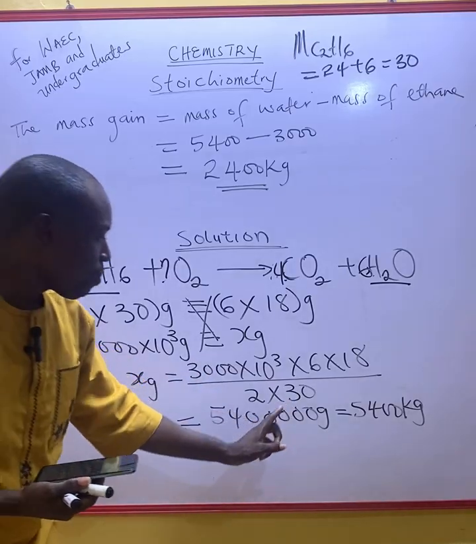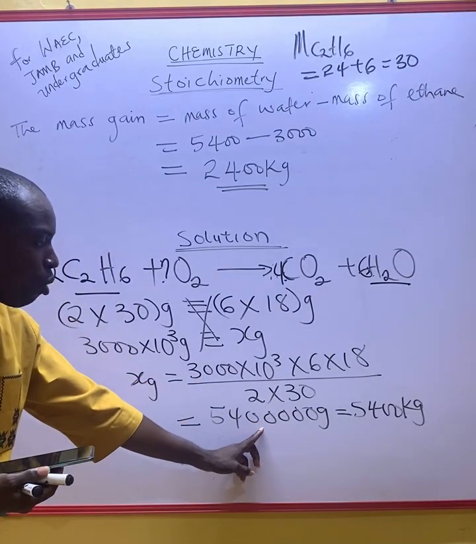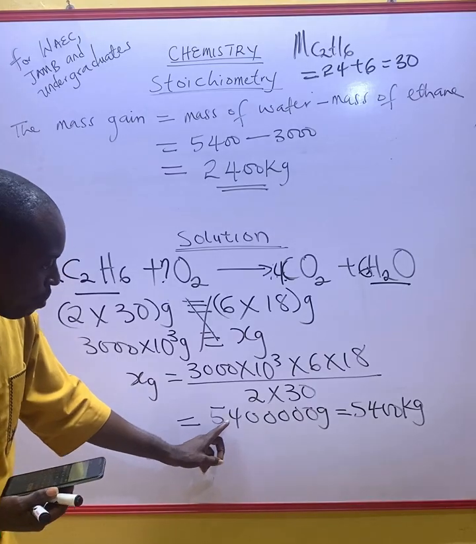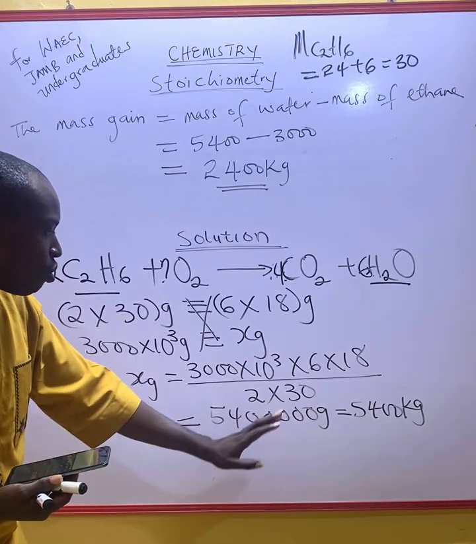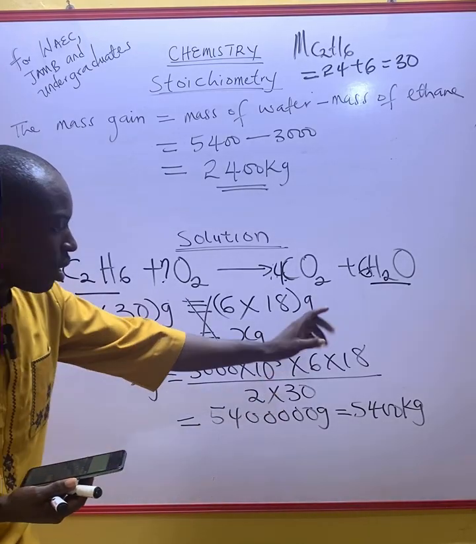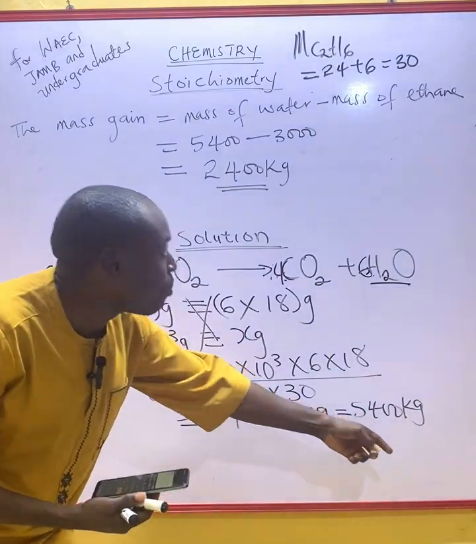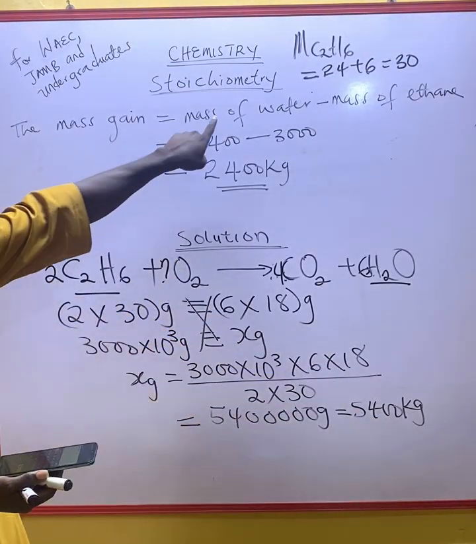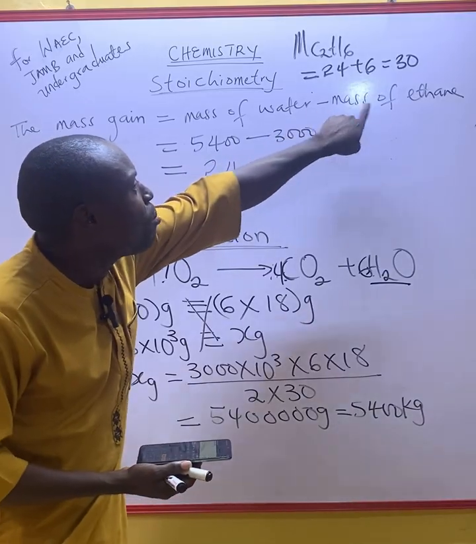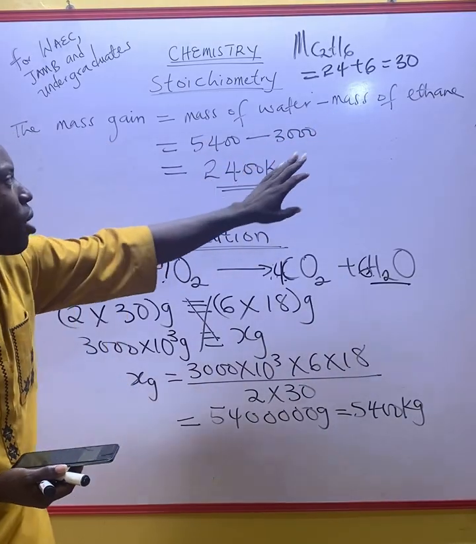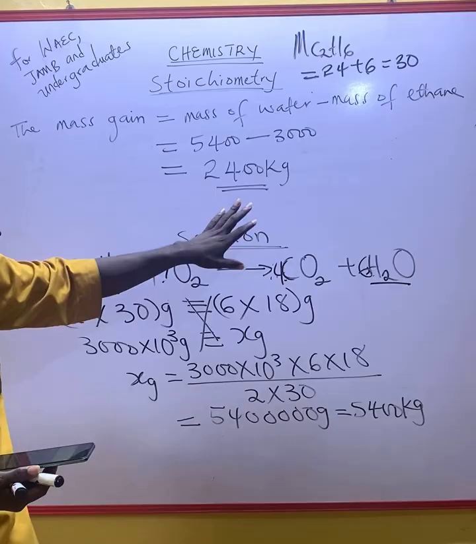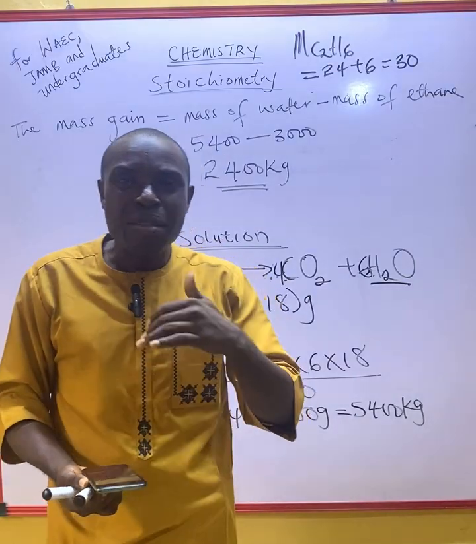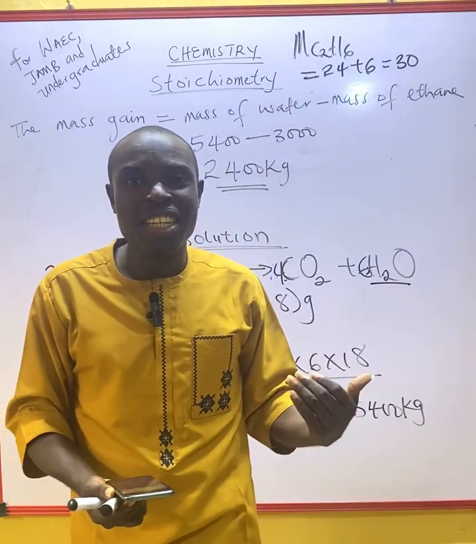Then I get, first of all, the mass of the water to be 5,400,000 grams, which will be converted to kilogram, because the mass gain is mass of water minus mass of ethane. When you subtract, you get the final answer to be 2,400 kilograms. And this marks the end of this part.